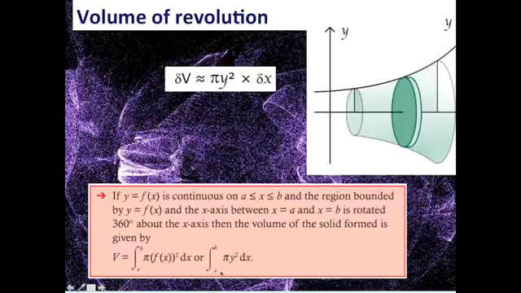The definite integral between a and b of pi times y squared with respect to x. You can also see it in this format, where we're saying y equals f of x, so this is just f of x all squared, and that is obviously going to give us the same thing.